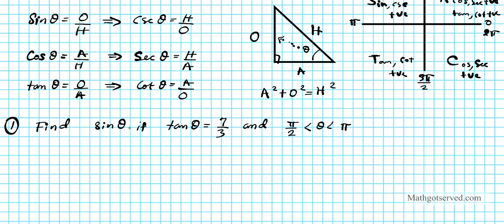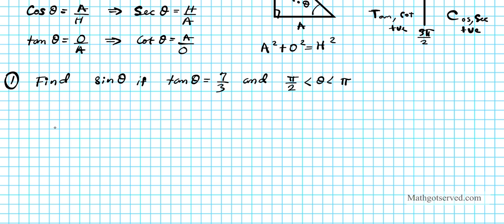Now, is this a reciprocal connection? If I reciprocate tan, I get cotangent, so I cannot solve this by reciprocation. I have to use the Pythagorean theorem to figure this out. So let's see what we have. We know that tan theta is 7/3. If you look at our setup up here, tan is opposite over adjacent, so I can conclude that the numerator is the opposite and the denominator is the adjacent.